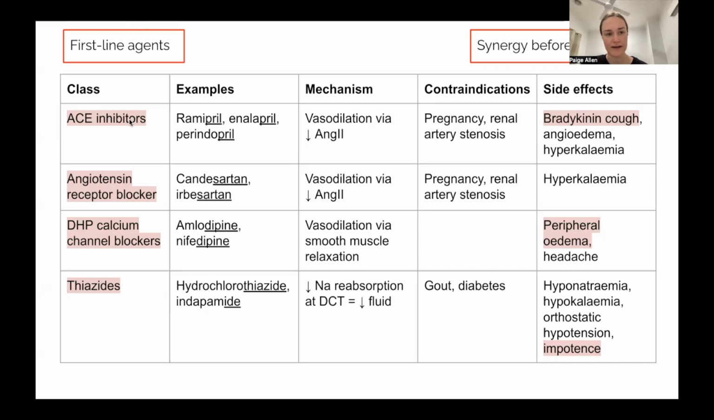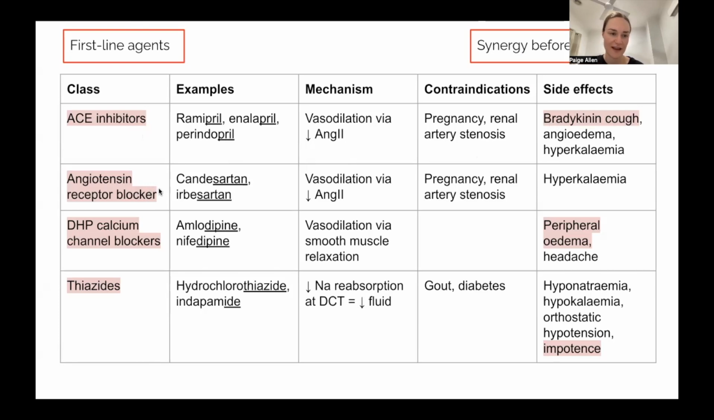All right, so class-wise, we have our ACE inhibitors. Those are the ones that all end in pril. The way that they work is they cause vasodilation because they reduce the amount of Ang2 that you have. And we know that Ang2 is a vasoconstrictor. They're contraindicated in pregnancy and renal artery stenosis because then that can cause you to go into an AKI. And the most common side effect for this one is a bradykinin cough.